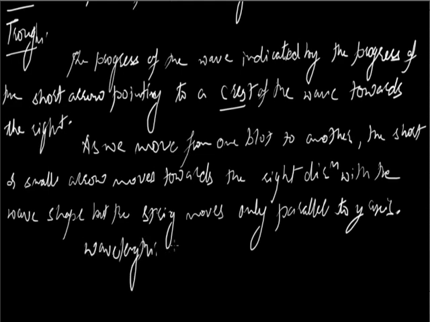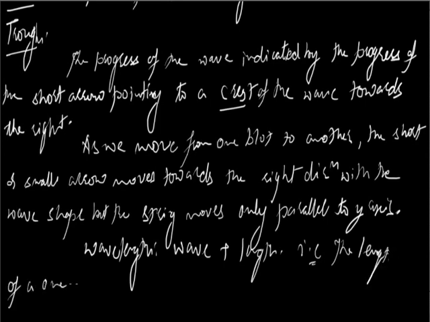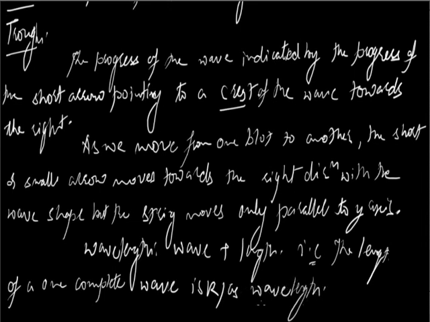Wavelength is a word which is a combination of wave plus length. That means the length of one complete wave is known as wavelength. Next topic, we will discuss the amplitude and the wavelength, phase, the angular wave number, and more about the period, angular frequency, and the frequency.